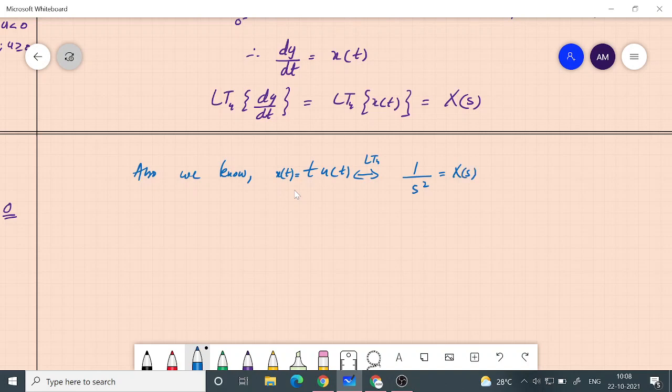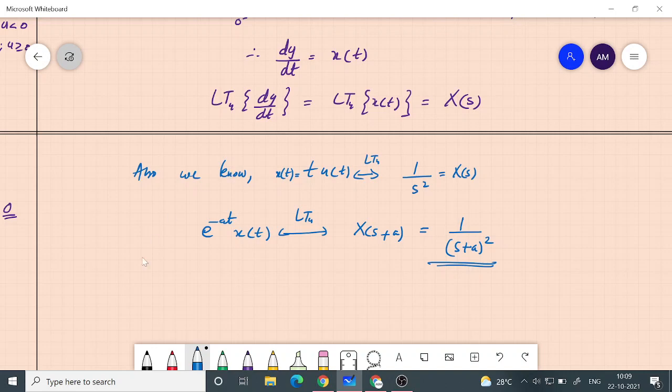So if x of t has Laplace transform X(s), then e raised to minus at x of t will have a Laplace transform where s is replaced with s plus a. So this is another property. This way also we get 1 by s plus a the whole square. So you can use this property also to find it.